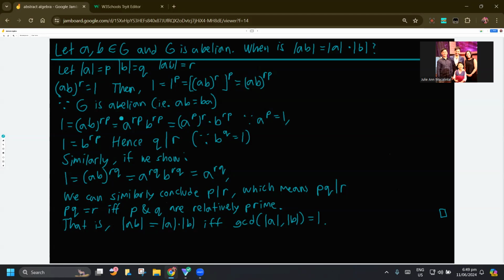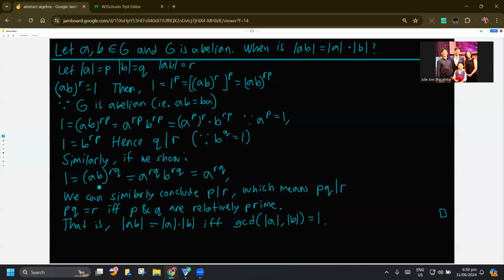If G is abelian, then we can expand it, distribute the exponent, and we can prove that since A to the P is equal to 1, this can be cancelled. 1 is equal to B to the RP. But B to the Q is equal to 1. So Q must divide R, because it won't divide P unless they are multiples. So let's just say they are relatively prime. So of course Q must divide R.